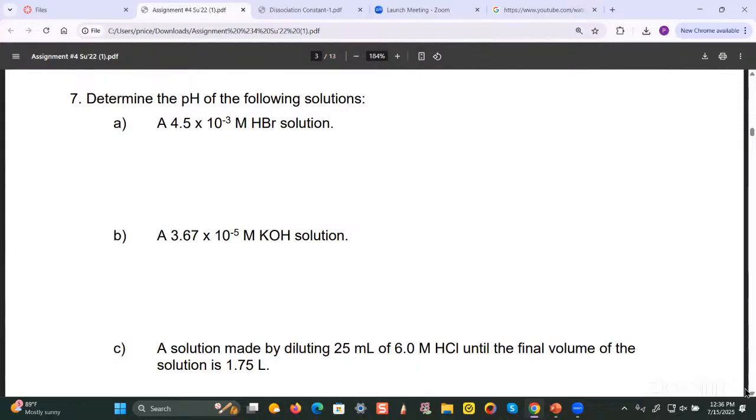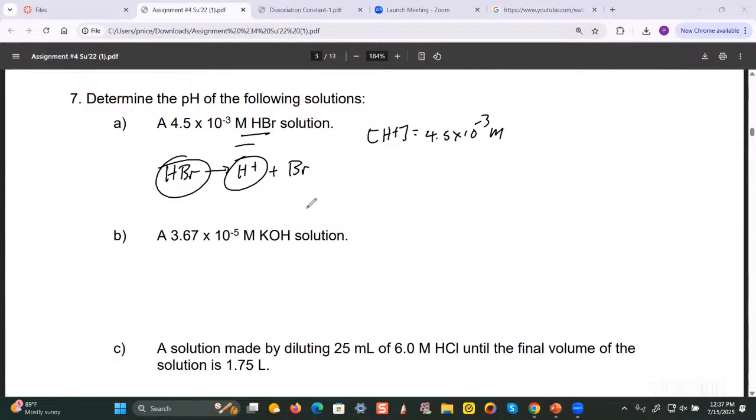So what's the next step? Because HBr is a strong acid, what does that mean? It undergoes complete dissociation. So therefore, whatever the concentration of this is, the concentration of H plus is going to be the same. So the concentration of H plus is going to be equal to 4.5 times 10 to the minus 3 M. So what next? How do we find the pH? Negative log of 4.5 times 10 to the minus 3 M.